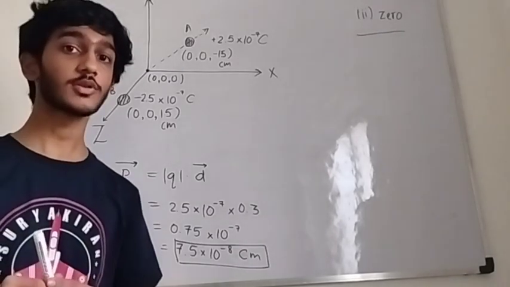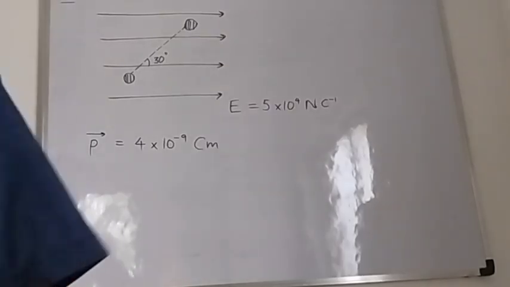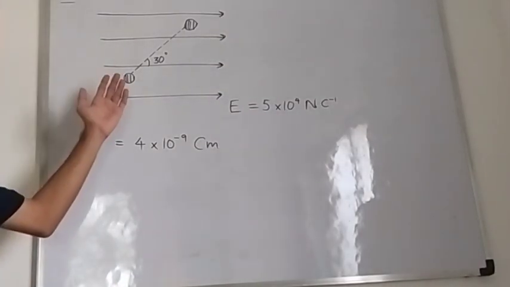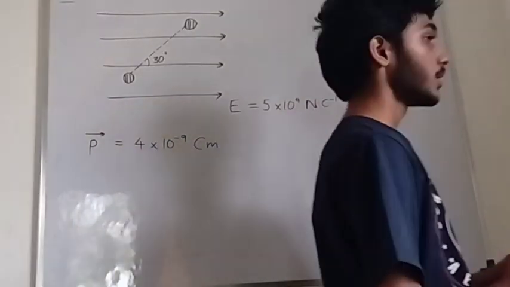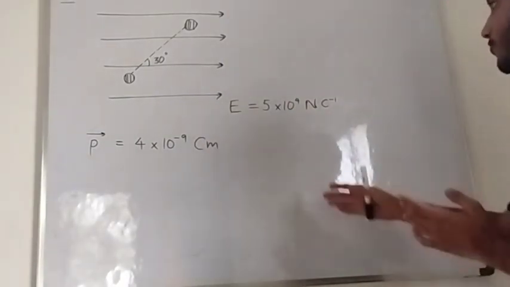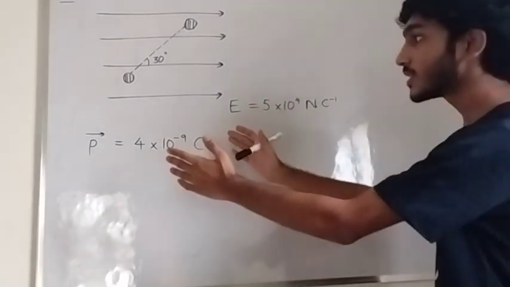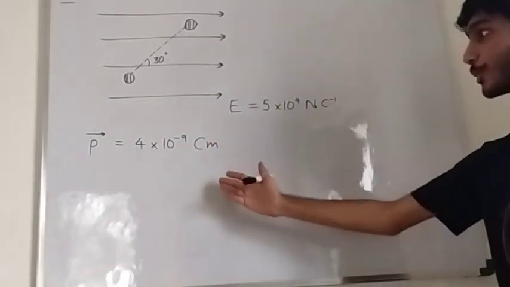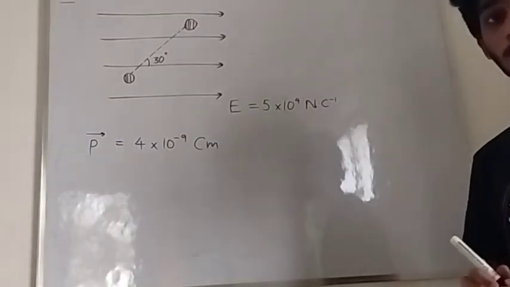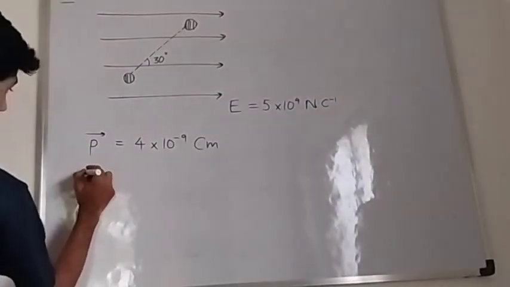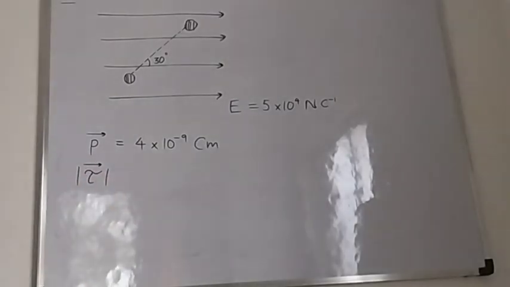Now we'll move on to the 10th question. Here is the diagram for the 10th question. There is a dipole here. We'll assume it as an ideal dipole. There is no need of that too. It is kept in an electric field of magnitude 5 into 10 to the power 4 Newton per coulomb. It is given that the dipole moment of this dipole is 4 into 10 power minus 9 coulomb meter. And we have to tell the torque acting on the system. We just have to tell the magnitude of torque.